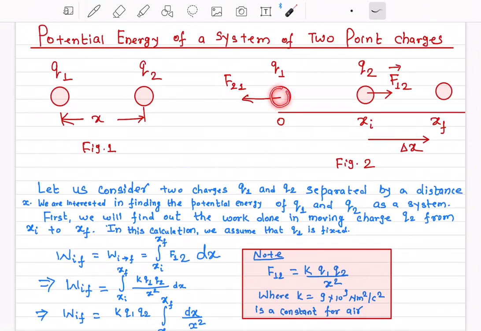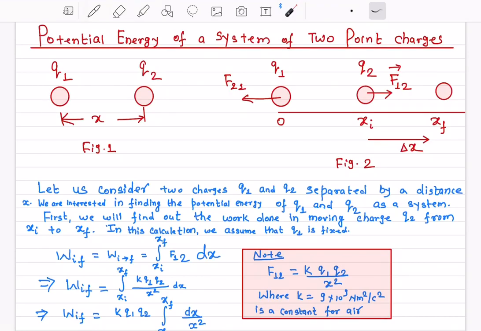For this, we're going to fix our charge Q1. It's not going to move. We're assuming this one is fixed, and then we move the charge Q2 from xi, which is the initial position, to some other position. We call that the final position xf.